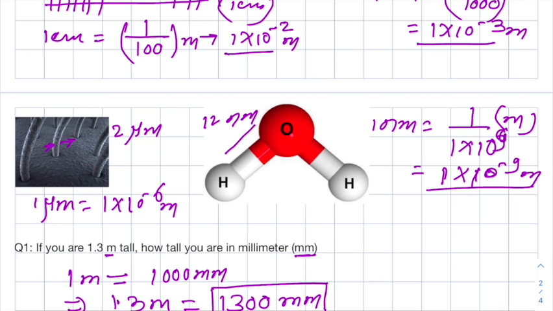So yeah, this is how you do it. And if the diameter of the proton is 0.12 nanometer, you have to convert this into the meter. Okay, this is your homework now.